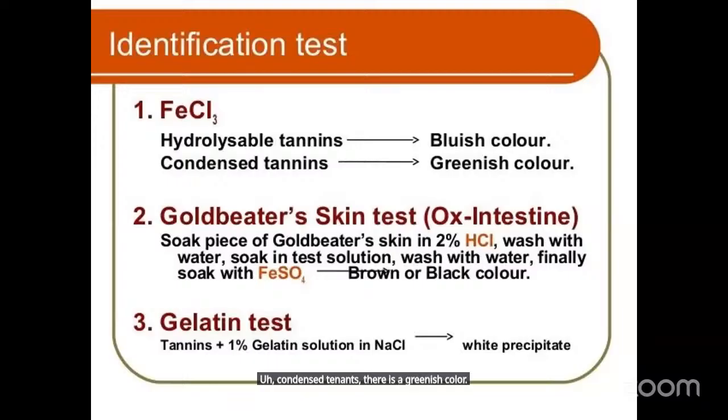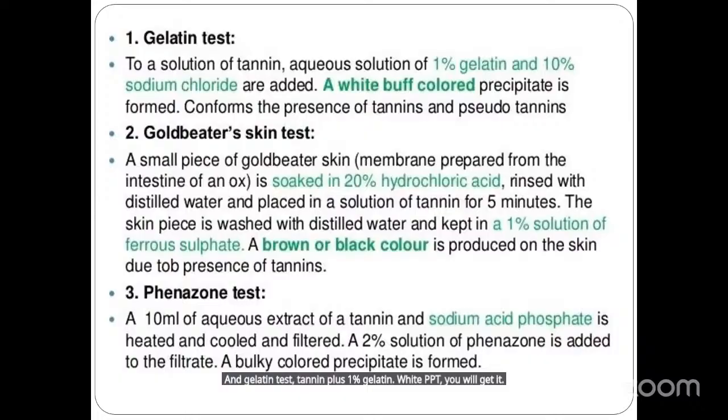Goldbeater's skin test: add 2% HCl, wash with water, then soak in FeSO4 solution. A brown or black color forms. And the gelatin test: tannin plus 1% gelatin gives a white precipitate. In detail, with 1% gelatin and 10% sodium chloride, you get a white buff color. That is your gelatin test. Goldbeater's skin test uses 20% HCl and a 1% solution of ferrous sulfate, giving a brown and black color.